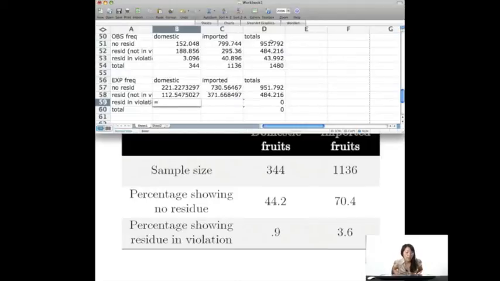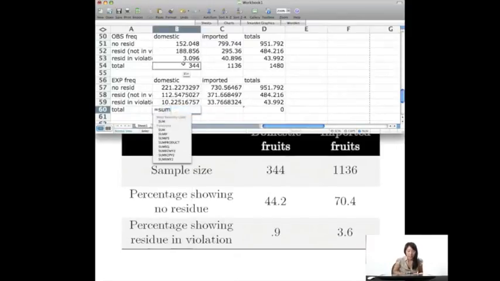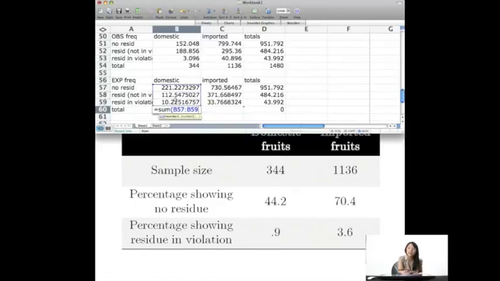And finally, the proportion of fruits with residue in violation, so a lot of pesticide residue, that would be this total divided by the grand total. And I'll lock that down. Times the total. And here, what we can see is if we sum these three expected frequencies together, we should get something similar to 344. And indeed we do. And here we should see 1136, and indeed we do.